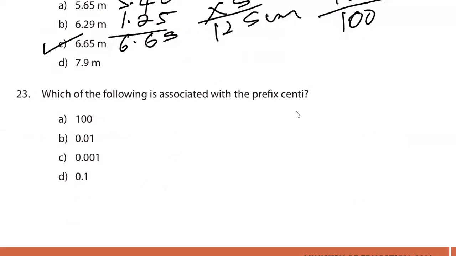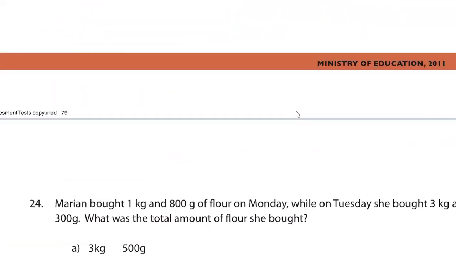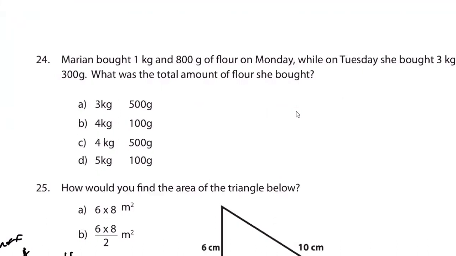Which of the following is associated with the prefix centi? 100, 0.01, 0.001, or 0.1? I'm going to go with 100. You guys can let me know what you think about that one. Alright, let's move on to 24.